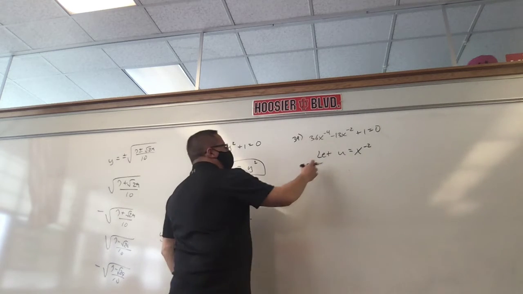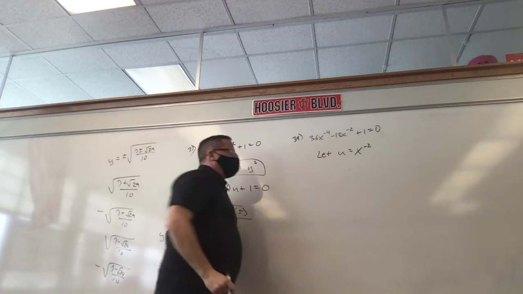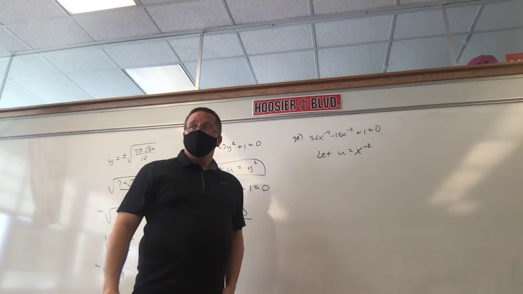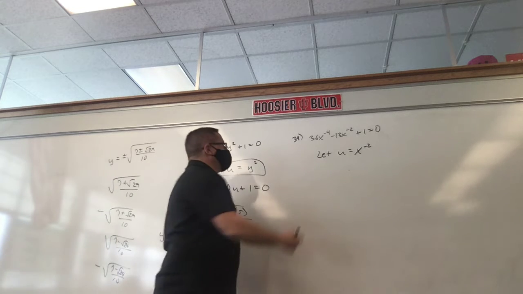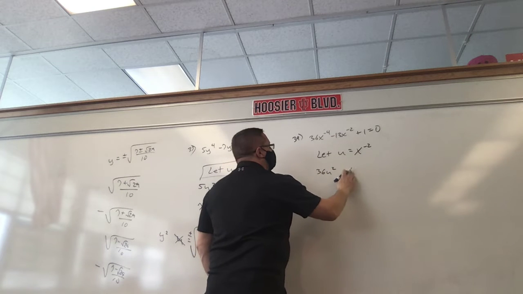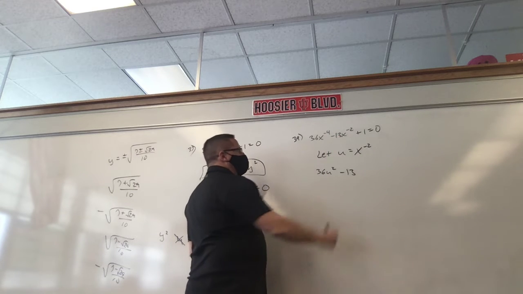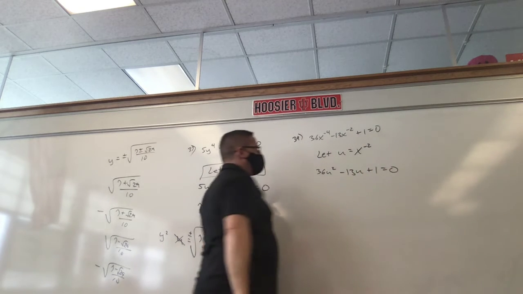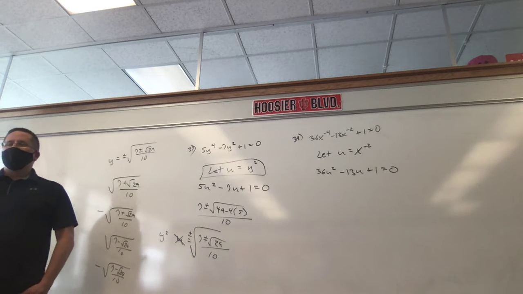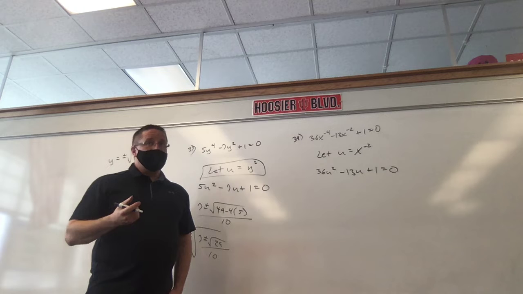Okay, so let's do this. If u is x to the negative second, what's x to the negative fourth? u squared. So what's 36 x to the negative fourth? 36 u squared minus 13, what's x to the negative second? u, plus 1 is 0. Now, I didn't say these are easy questions by any means. But some students wonder, why do we do substitution? This is not an easy problem, but when you do the substitution, it makes it easier.